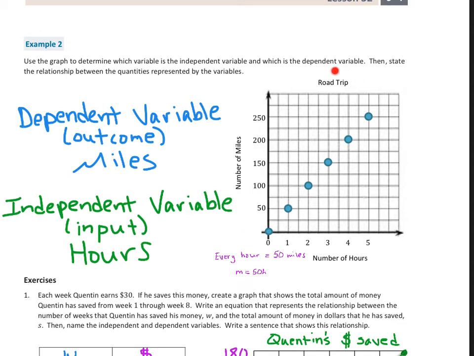They labeled it Road Trip, so you can see this graph has everything it needs: labels, numbers. The only thing they didn't do was connect their dots, which you don't always have to do, but I like to because it looks good.